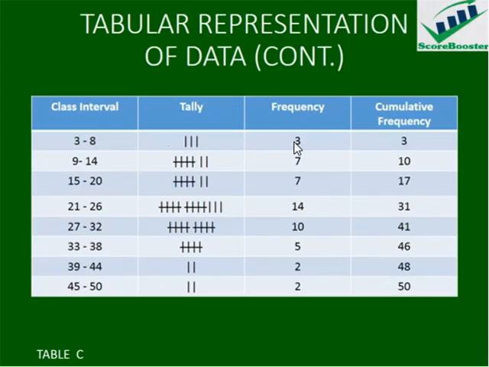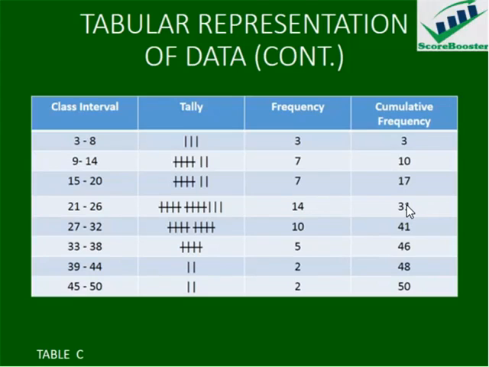Or, since the cumulative frequency of the first class is always equal to the frequency of that particular class, the cumulative frequency of the second class will be the cumulative frequency of the first class plus the frequency of the second class, which is 7 plus 3 to give 10. The cumulative frequency of the third class will be the cumulative frequency of the second class added to the frequency of that particular class, which will be 7 plus 10, 17. Also, the cumulative frequency of the fourth class will be equal to the cumulative frequency of the third class plus the frequency of the fourth class, 17 plus 14, 31.